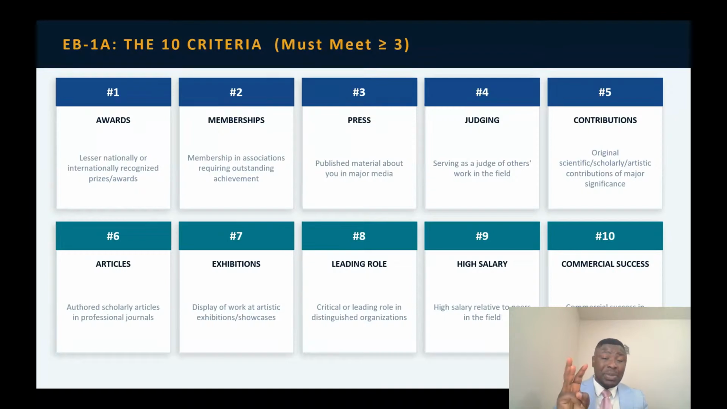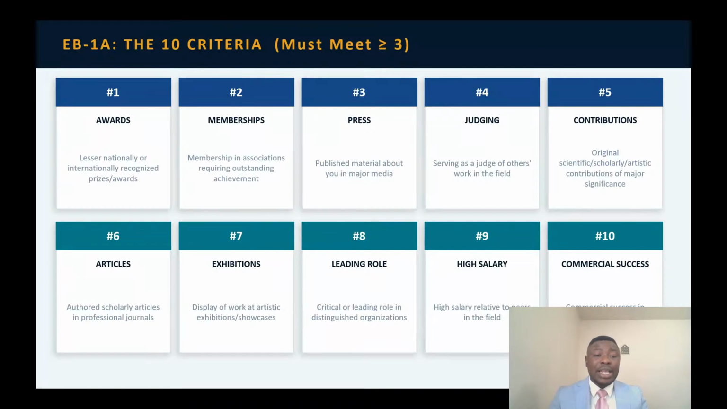Remember, you need to only meet three. So the first one is awards. That is receipt of lesser nationally or internationally recognized prizes or awards in your field. So if you have received awards in your field, national awards, international awards that show that you are an excellent person in your field, you could claim this criterion.